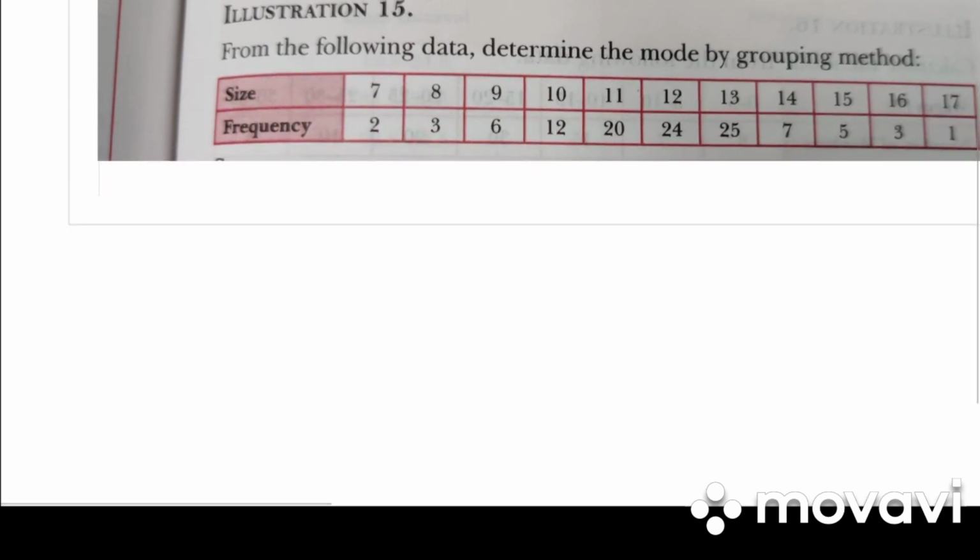Take down illustration 15. From the following data, determine the mode by grouping method. So we need to find out the mode with the help of grouping method. So we will be having grouping table and analysis table.